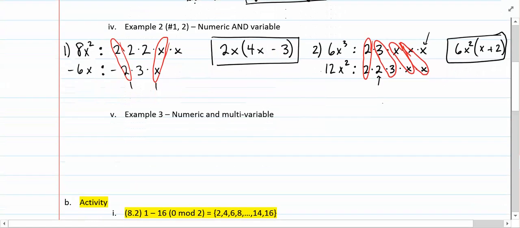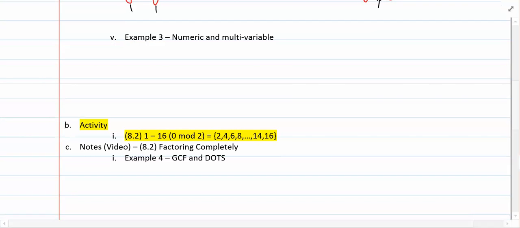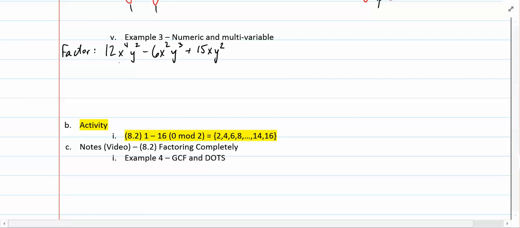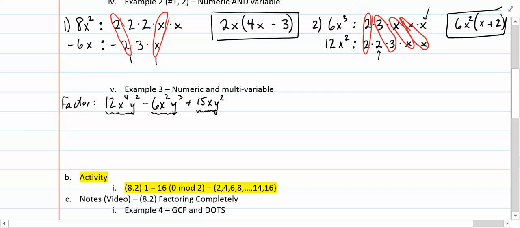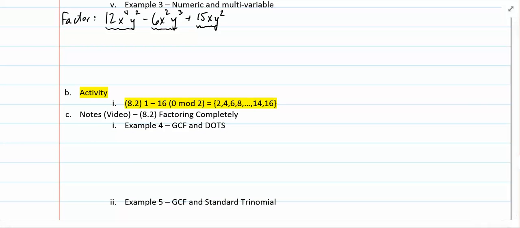This technique also works when we have a numeric factor and multiple different variables for our factors. So let's try factoring this problem. The trinomial in this example looks awfully involved because it's got 3 terms and each term has at least 2 different variables with it. But if we use the technique that we listed above, we can still find the greatest common factor and do so relatively easily. So I'm going to list my terms again, 12x to the 4th y squared.